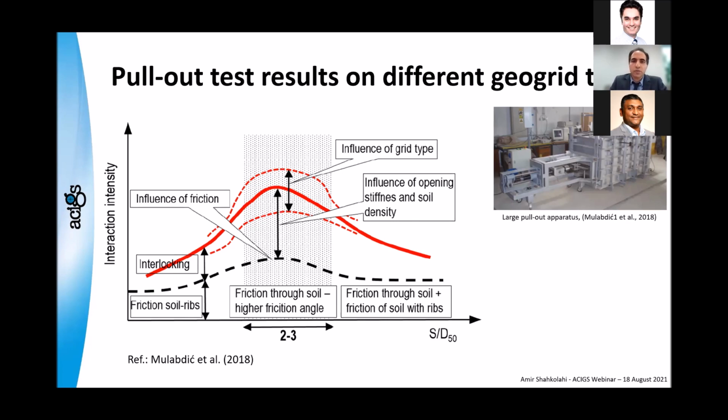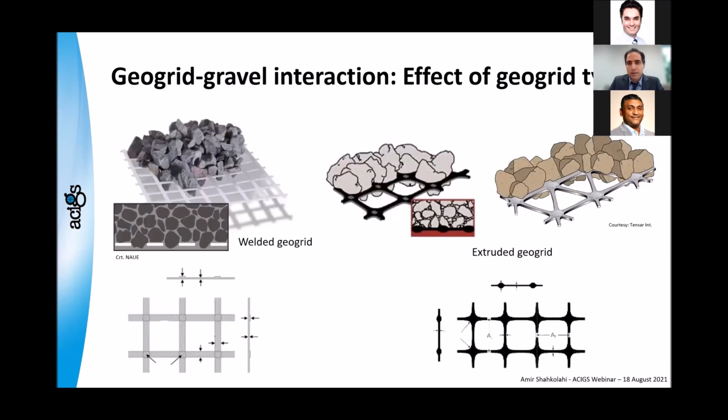It means different types of geogrid can interact with gravel in different ways, with different mechanisms among the three that we discussed. The reason we want to discuss this is that it's very important. If we develop a model for one type of geogrid, or one type of soil, or the interaction between geogrid and soil, we cannot necessarily apply it directly to all other geogrid types.